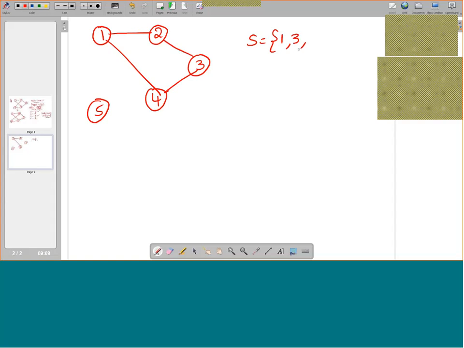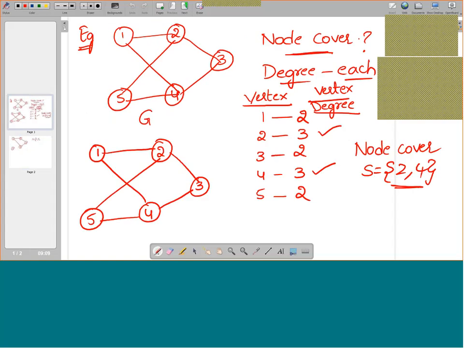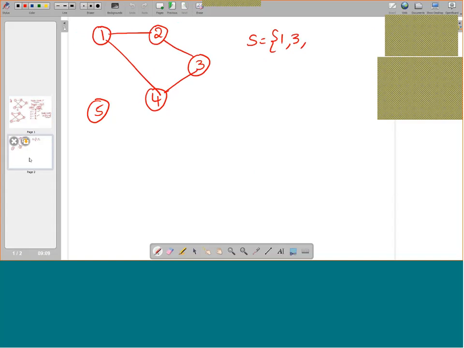Next. Is it all the vertices completed? No. Still there are 2 edges left: 5 to 2, 5 to 4. So we can consider 5. For 5, the degree is 2. So if you consider 5, 5 to 2, 5 to 4.